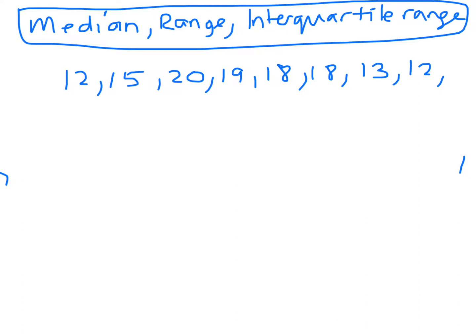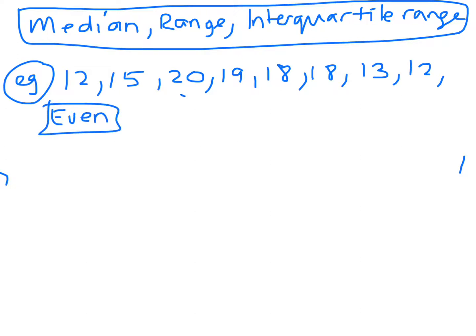Okay, just to run through median, range and interquartile range. So we're just going to start with this set of numbers. Now there is an even number of numbers: 1, 2, 3, 4, 5, 6, 7, 8. Now the first thing that we need to do is put them in order.